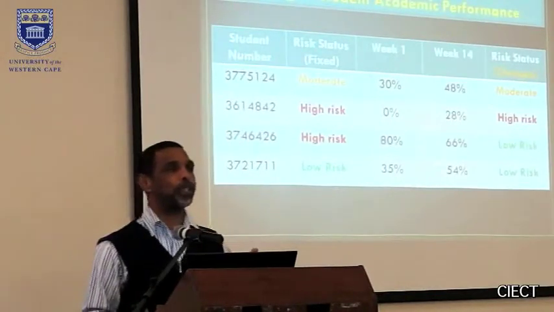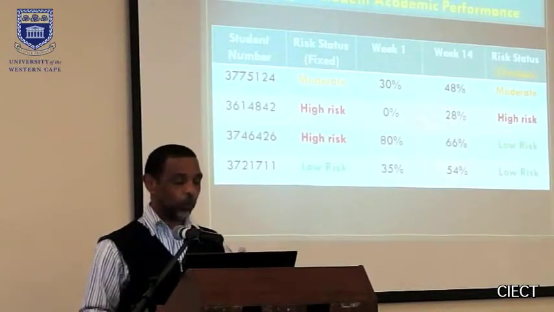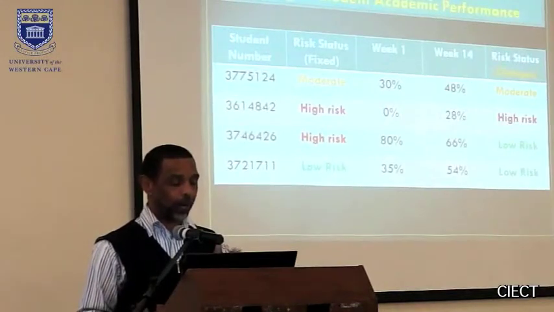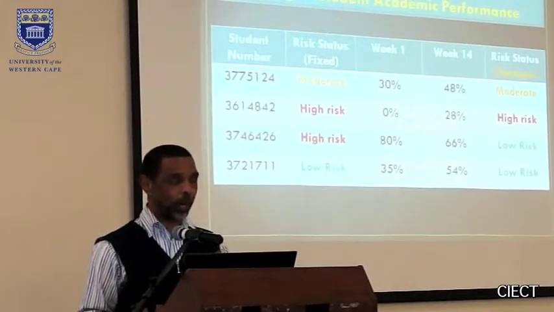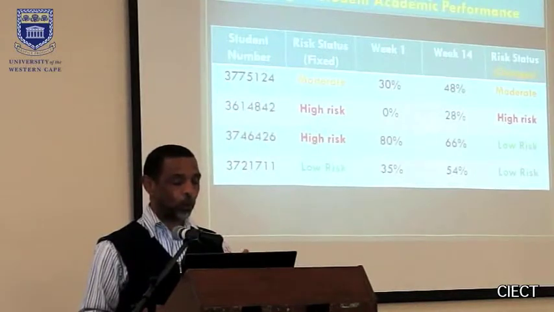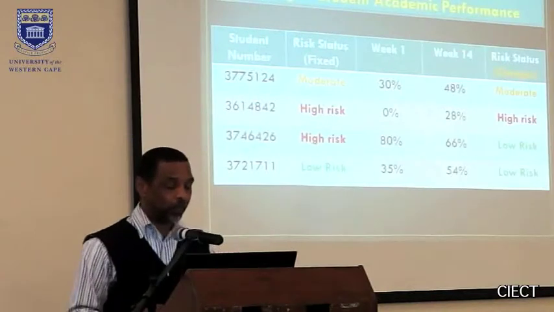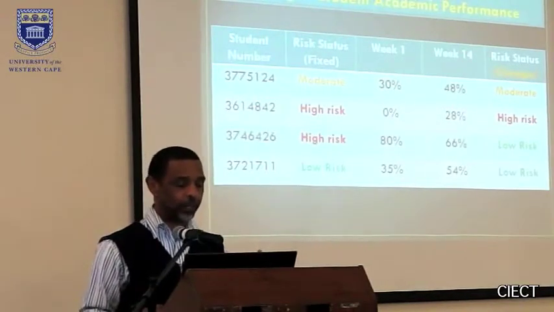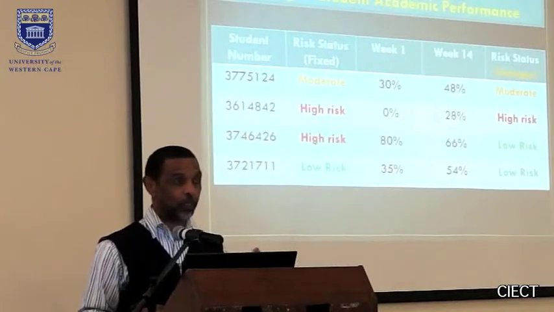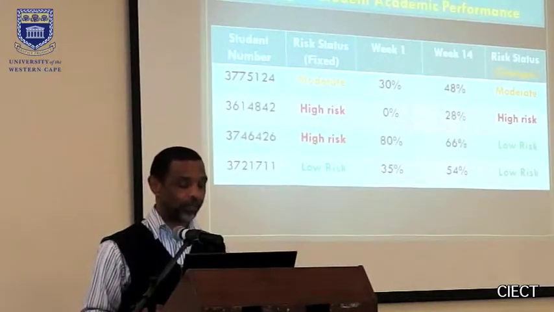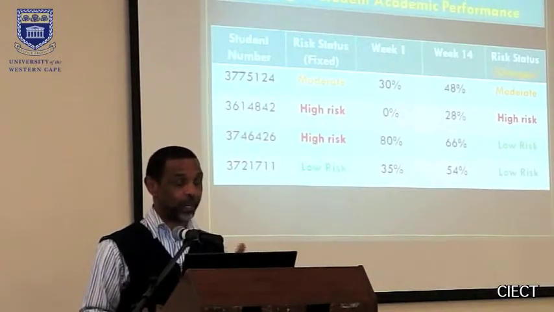What had happened by week 14 at the end of the semester? So the risk status is relatively fixed. That stays from the time they were profiled. So in week 1, we had the students' performances. In week 14, what had happened to these students? Student number 1, who was moderate risk, stayed at moderate risk by the end of the semester, not too bad. The high risk student, who had 0% initially, had 28% at the end of the semester and remained on high risk. And the student who was high risk initially changed to low risk at the end of the semester, and the person who was low risk remained on low risk.